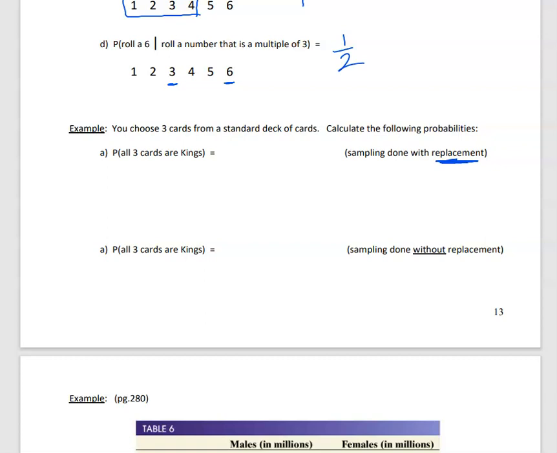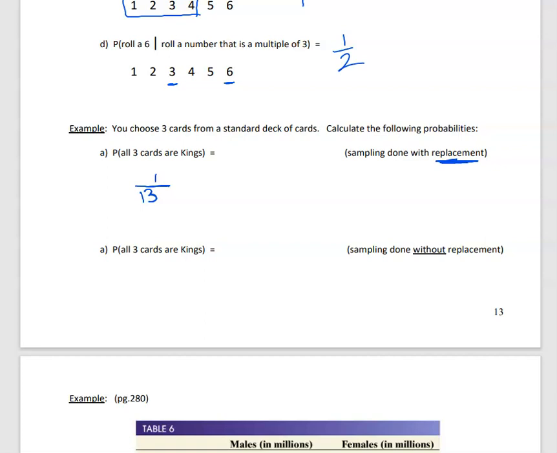For example, the probability that all 3 cards that we draw are kings, and we're doing it with replacement, so we draw a card, put it back, draw another card, put it back, and each time there's a 1 out of, well, let's see, there are actually 13. I was going to say 1 out of 52, but there's actually 4 kings. It only needs to be a king, so there are 13, a 1 out of 13 chance to draw a king.